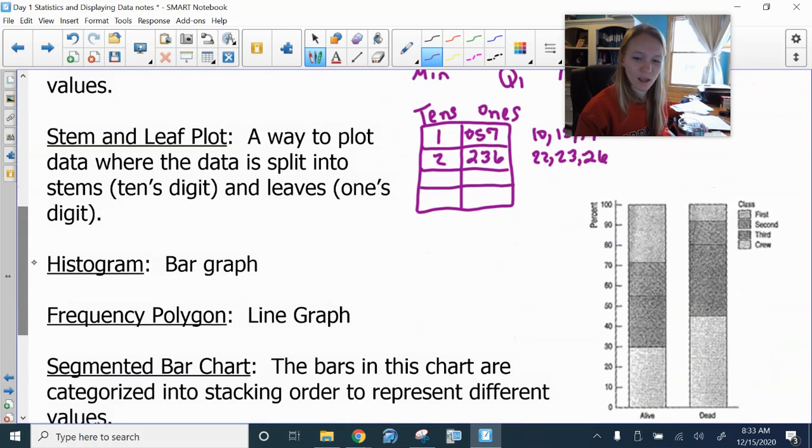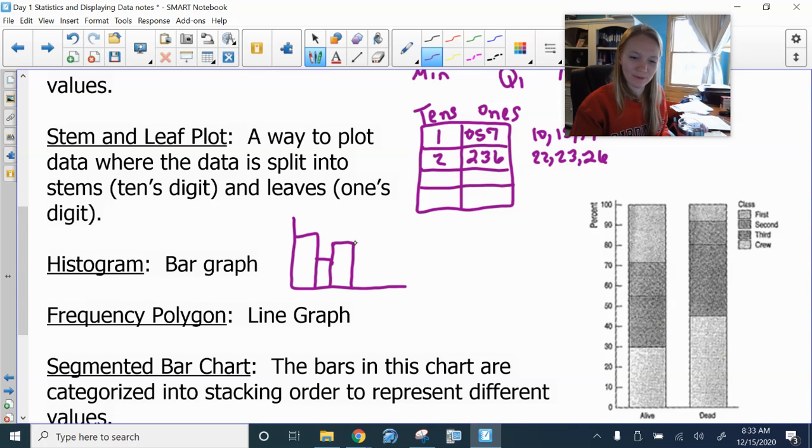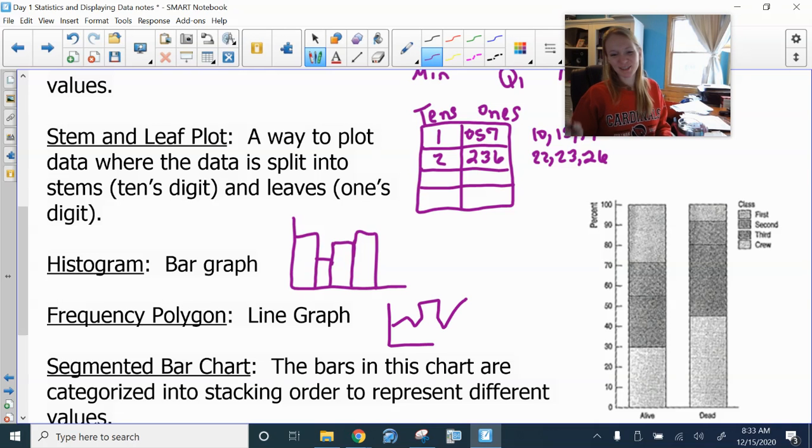A histogram is just a bar graph. You've done bar graphs. I'm hoping you've done bar graphs a lot, right? So it looks like this. There's a bar graph reading that data. So we're going to create a histogram today. A frequency polygon is just another word for a line graph. So if you've got your table, you've got your points plotting, you connect the dots, that kind of thing.